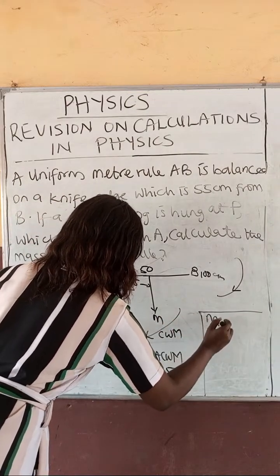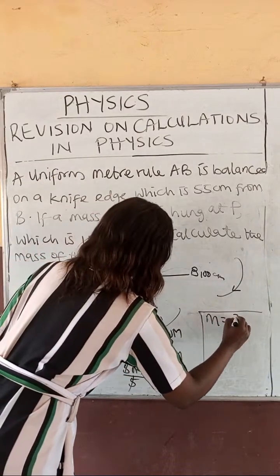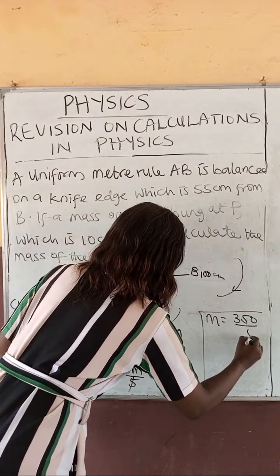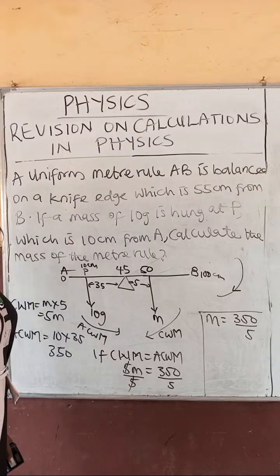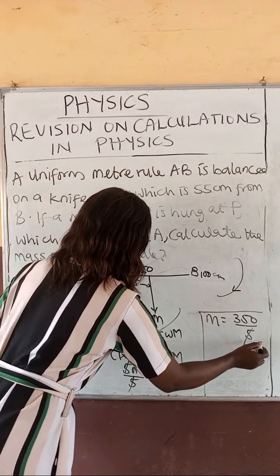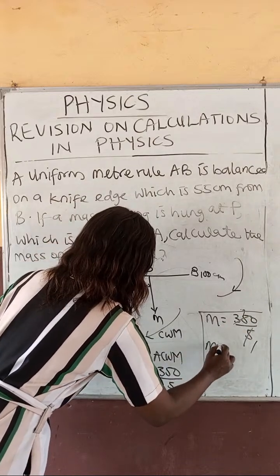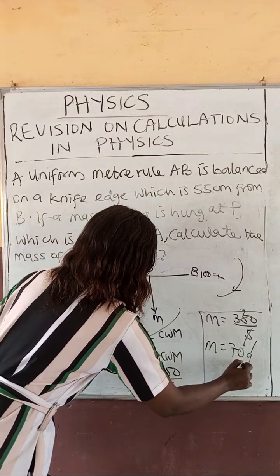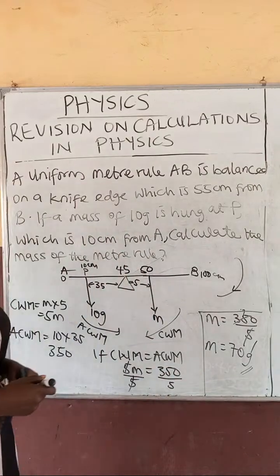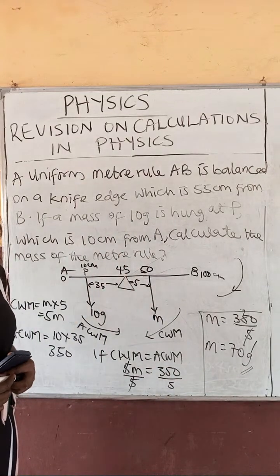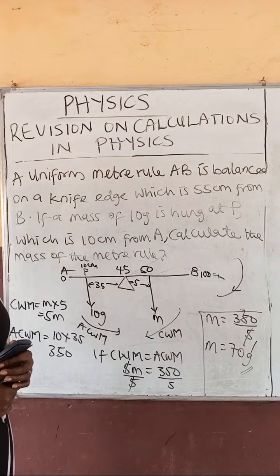We are left with m. Now it's equal to 350 over 5. 5 into 5 is 1, 5 into 35 is 7. So my m is equal to 70 grams. So this is the mass of this meter rule. Is that okay? Now let me explain it again.